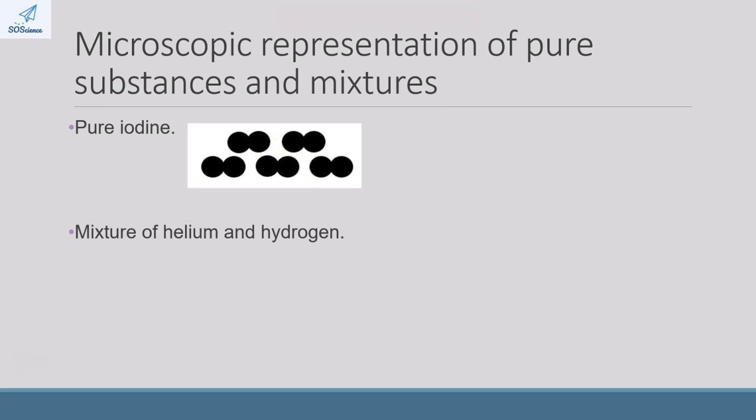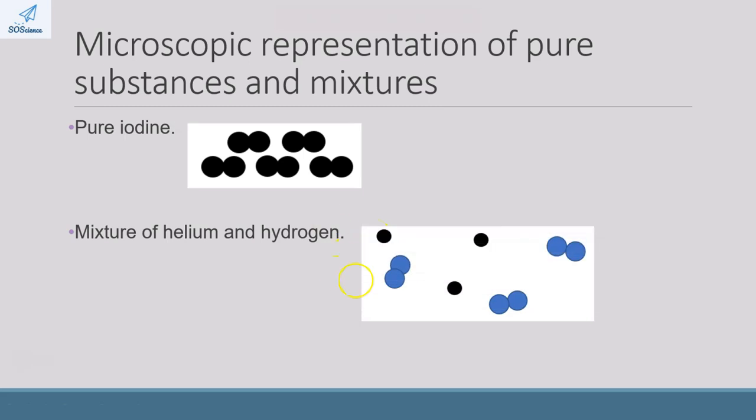And lastly, a mixture of helium and hydrogen. Well, helium is a noble gas, therefore it doesn't react and it exists on its own. Hydrogen's a diatomic molecule. Both helium and hydrogen at room temperature exist in the gas phase. So this is my representation of my helium atoms, and here I've got my hydrogen diatomic molecules. Large spaces between them because they're in the gas phase.